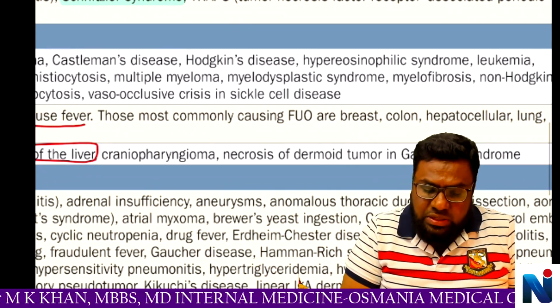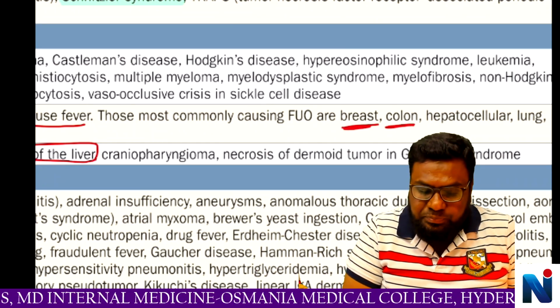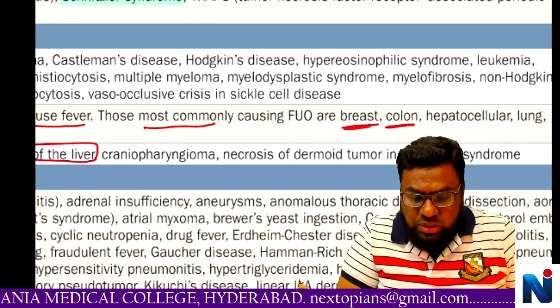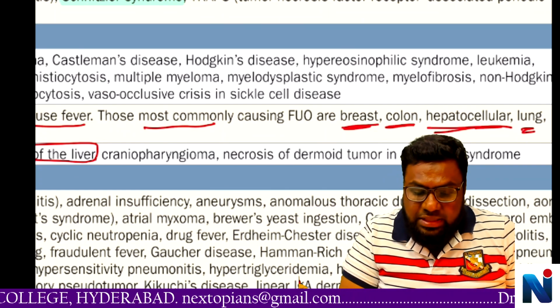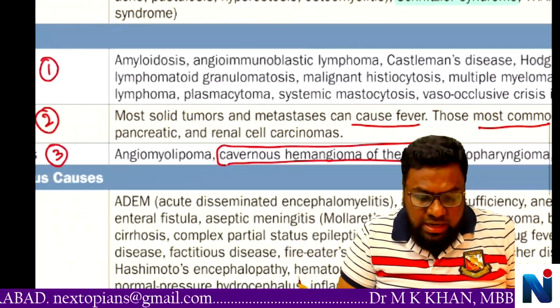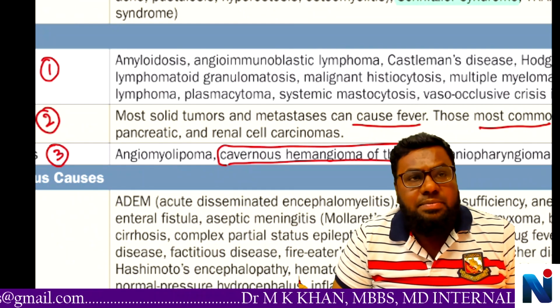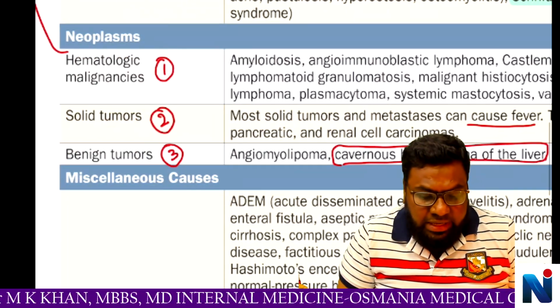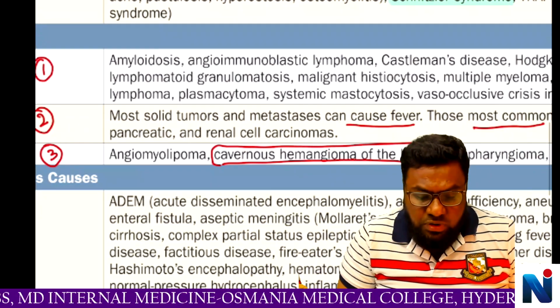Pyrexia of unknown origin is associated with solid tumors like breast. See, the most common ones they have mentioned, and definitely this question is going to come: hepatocellular cancer, then in order lung cancer, pancreatic cancer and renal cell cancer. All right. Then what are the important hematologic malignancies associated with pyrexia of unknown origin?